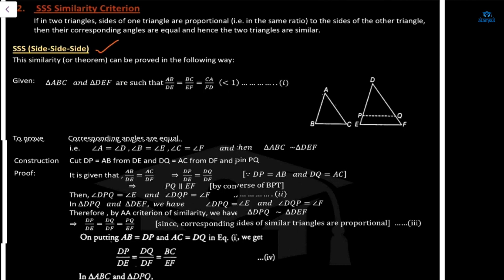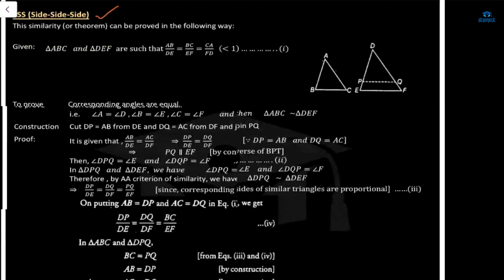Since SSS means the sides are in ratio, this is the given part. What you need to prove is the second part of the similarity of triangles, that all the three angles should be equal. Same thing, we are going to do a little bit of construction. We take DP, cutting it from DE in such a way that AB and DP are equal. Similarly, AC is equal to DQ.